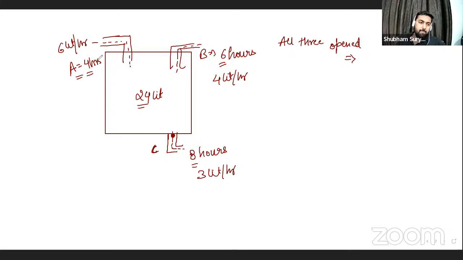Okay. So pipe A can fill at the rate of 6 liters an hour. Pipe B can fill at the rate of 4 liters an hour. So A and B together can fill at 6 plus 4 liters an hour. C is emptying the tank. ये tank को खाली कर रहा है तो इसको घटाना पड़ेगा, है ना?